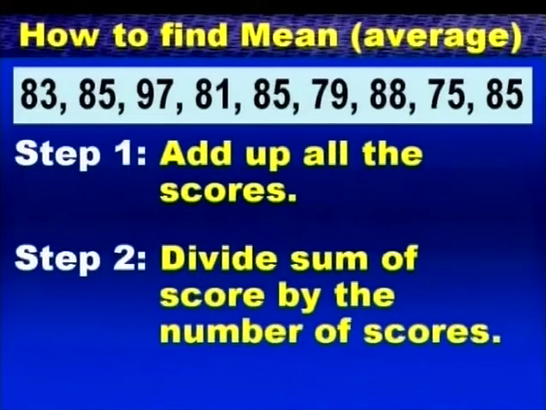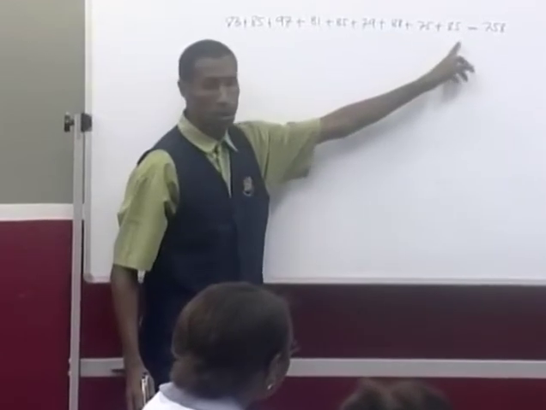After you add up all the scores, you then divide, go to step number two. So if you add up all these scores, you are going to get, what is the answer? 758. If you add up all these scores, you will get 758. So 758 is the sum of all these scores.